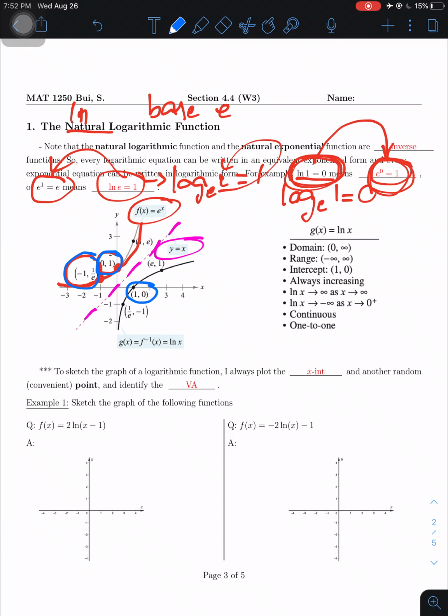After you've reflected over the line y equals x, you're going to have 1 over e and then -1. So what happens from here to here is that we're switching between x and y. And if, again, you want a third point, which I don't think is necessary, but if you want to, you can also have the third point, like what the picture does in here.